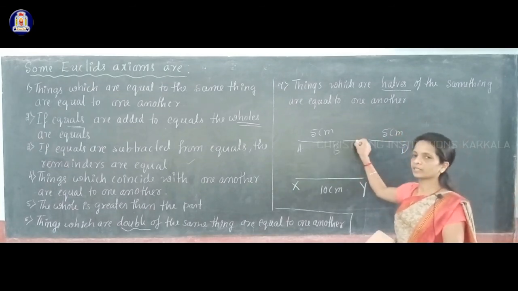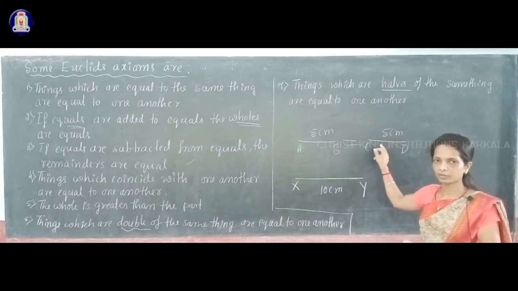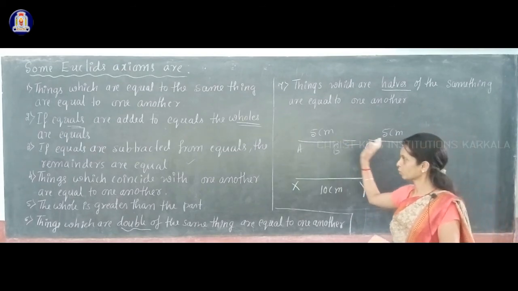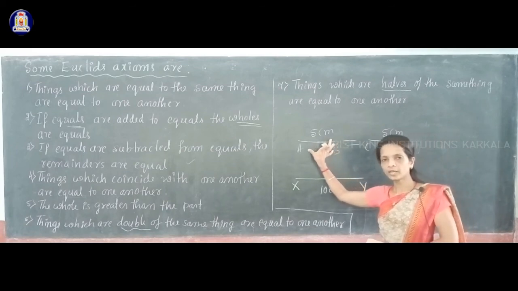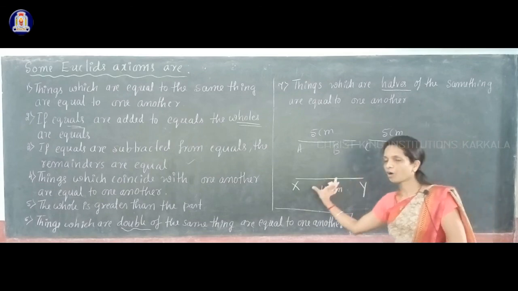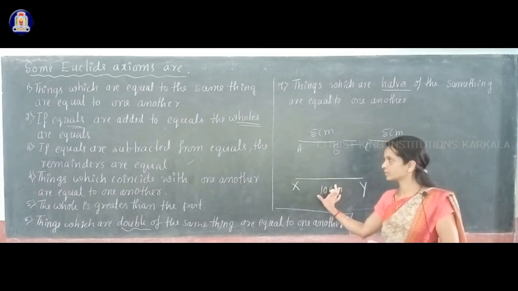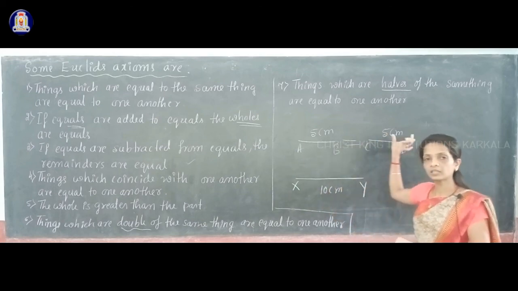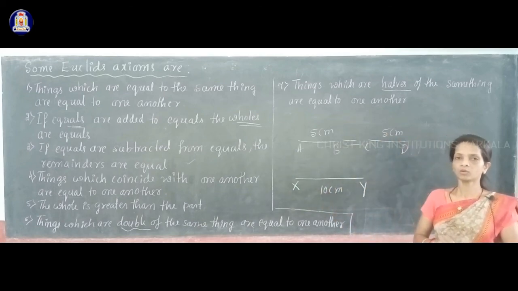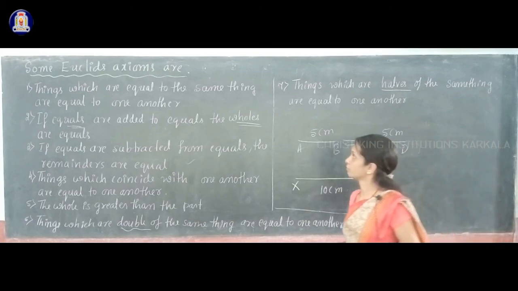So now what can you say about these two line segments? They are equal to one another, which you can see clearly. What have we taken here? We have taken two line segments AB and CD which are halves of the same line segment XY of length 10 centimeter. So these two line segments are equal to one another. Okay, so that is the seventh axiom.